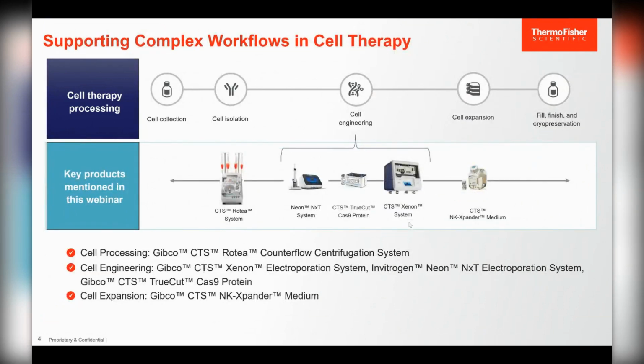One of the key challenges faced by the cell and gene therapy industry is poor efficiency in cell processing. A key improvement being made is the shift towards closed and automated systems, which can reduce the risk of contamination and error, as well as provide the ability to process multiple products in parallel in less controlled spaces. Here, I am going to discuss the use of our CTS Rotea, CTS Electroporation system, CTS TrueCut Cas9, and NK cell expansion medium to expand the NK cells.